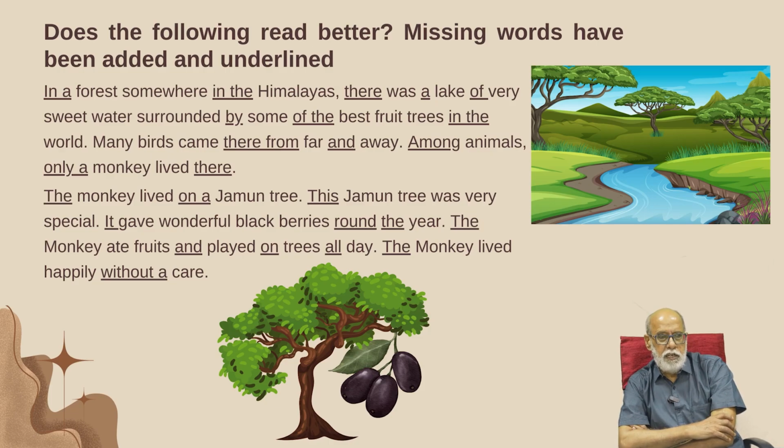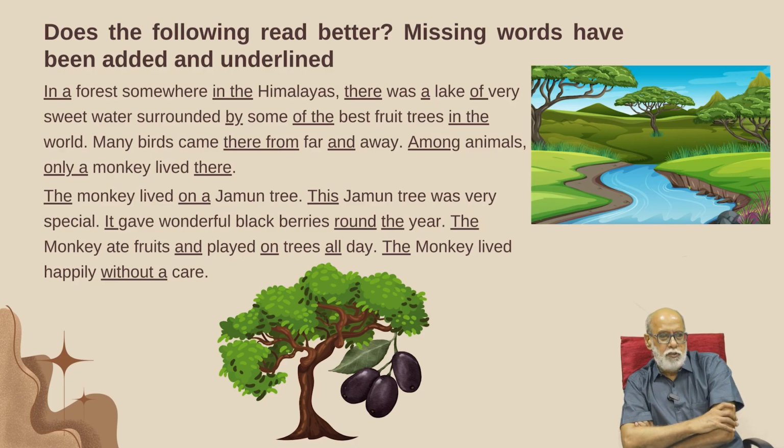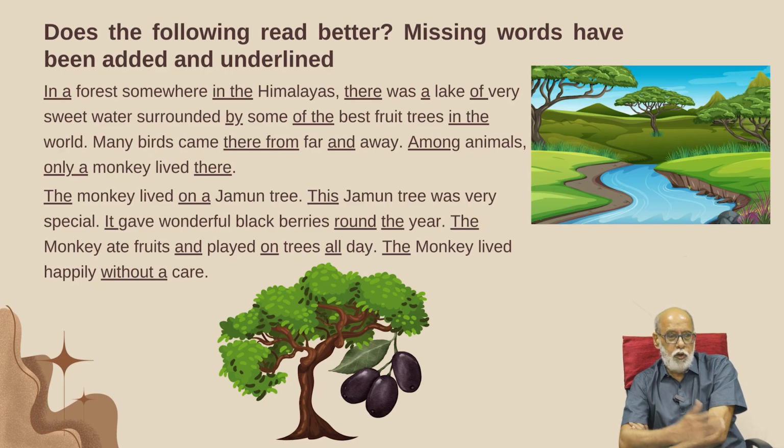The monkey lived on a jamun tree. This jamun tree was very special. It gave wonderful berries. We don't have to say jamun again and again. It becomes boring, jarring. The music doesn't come. So you say jamun once, then you use a pronoun, it. It adds to the meaning. The monkey ate fruits and played on trees all day. So all, on, and in the second sentence, the monkey lived happily without a care.